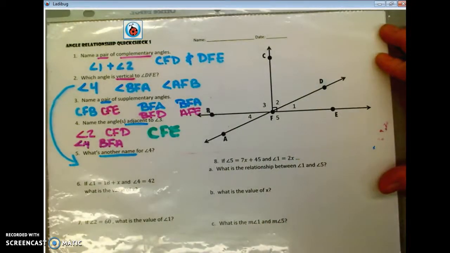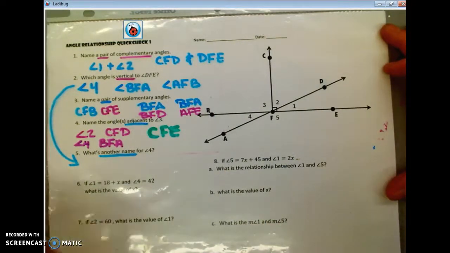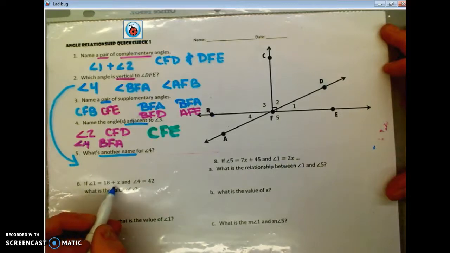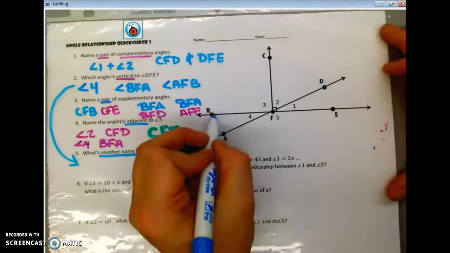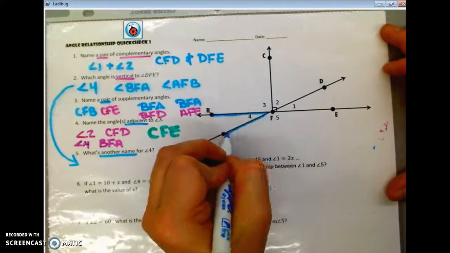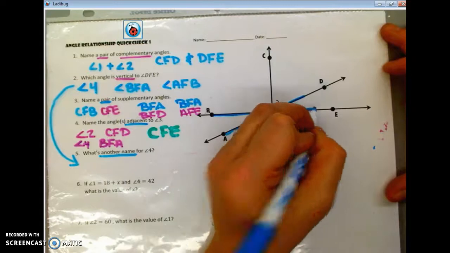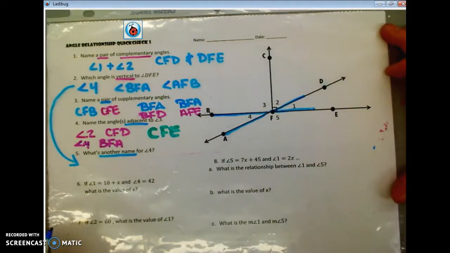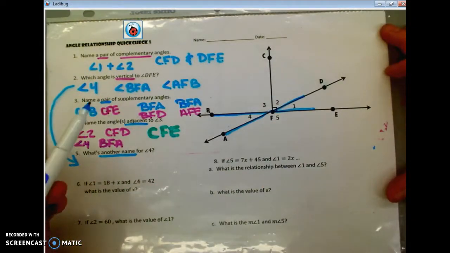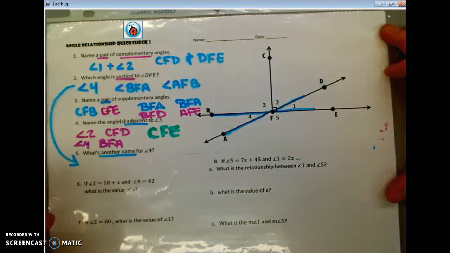Alright, we already answered number 5. Number 6, if angle 1 is equal to 18 plus x and angle 4 is 42, what is the value of x? Alright, well first, before we can find that missing value, let's take a look at our visual and what their relationship is. Well, they're vertical angles. We answered that in question number 2. If they're vertical, that means that they are equal to each other.